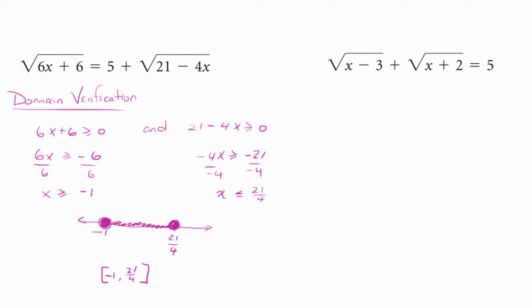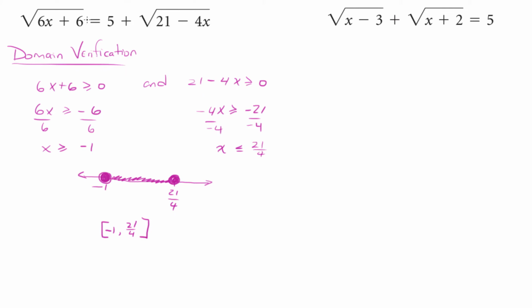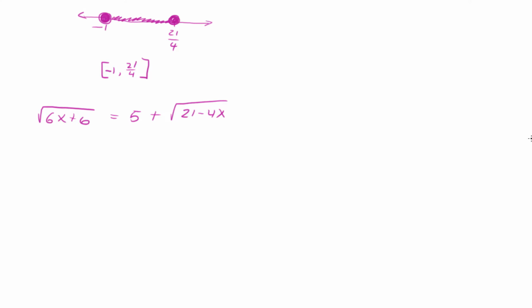Now let's start solving. So the first thing is you want one of the radicals isolated. It doesn't matter which one you choose, but it has to be isolated. The other one doesn't have to be isolated. So you have the square root of 6x plus 6 equals 5 plus radical 21 minus 4x. So let's square both sides. And by squaring both sides, it's not individually. It's the whole thing, the entire expression on the right side. On the left side, you get rid of the radical. So you have 6x plus 6.